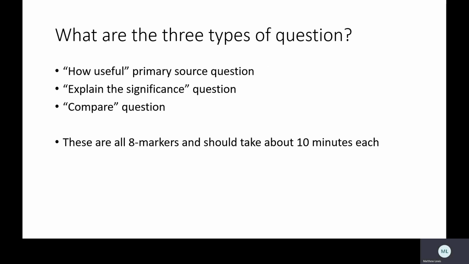What are they called? They are called how useful questions, and they are about primary sources. Primary sources are sourced from the time you wish to study. The second one is known as an explain the significance question. The third one is a compare question. They are all 8-mark questions, and they should take you about 10 minutes each. You'll have a little bit of leeway, but about 10 minutes.